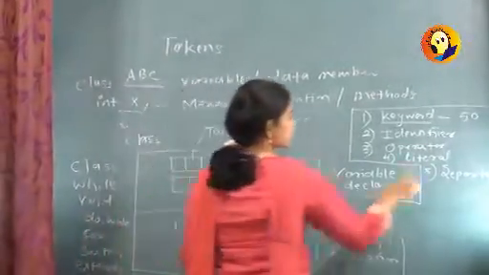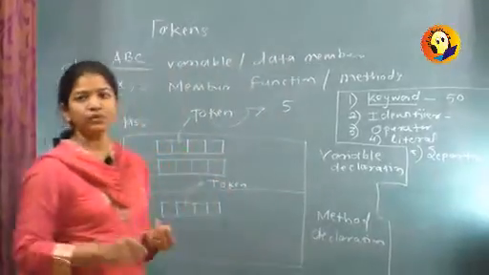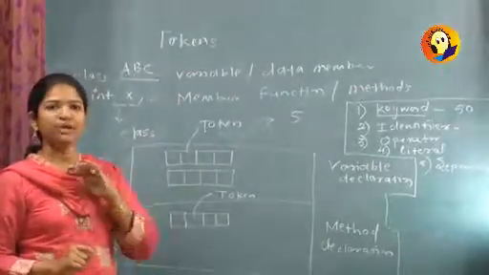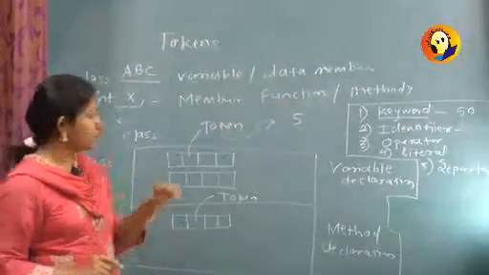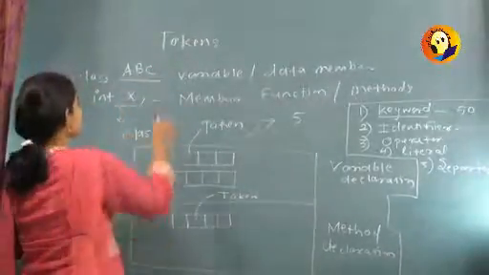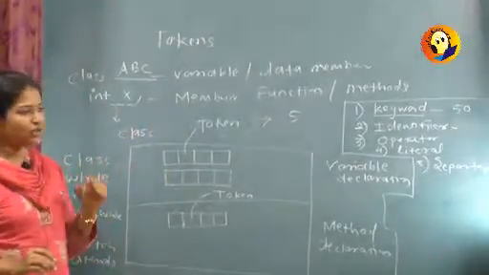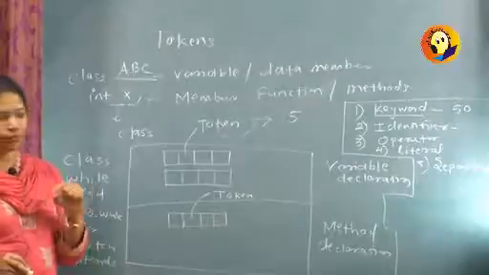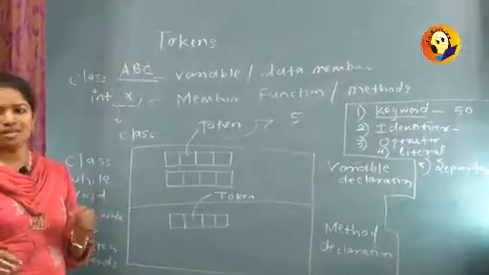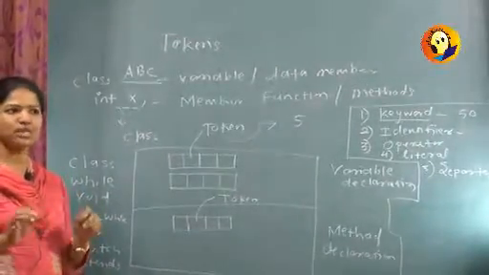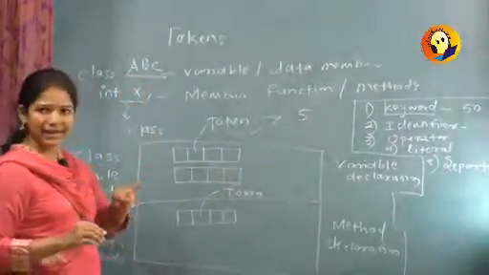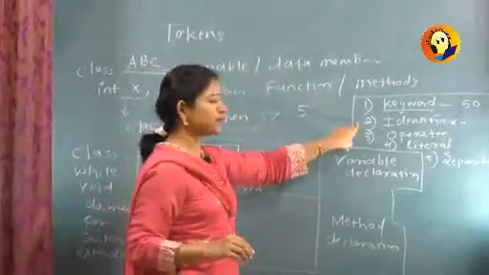There are various rules for using an identifier. You can use alphabets and digits for declaring an identifier, but your identifier should not start with a digit. It should always start with an alphabet. You can use underscore for declaring an identifier. Other than underscore, you cannot use any special symbols. There is no restriction on the length of an identifier. You can use any characters as per your choice. So these are the rules for declaring an identifier, and this is about the second token.